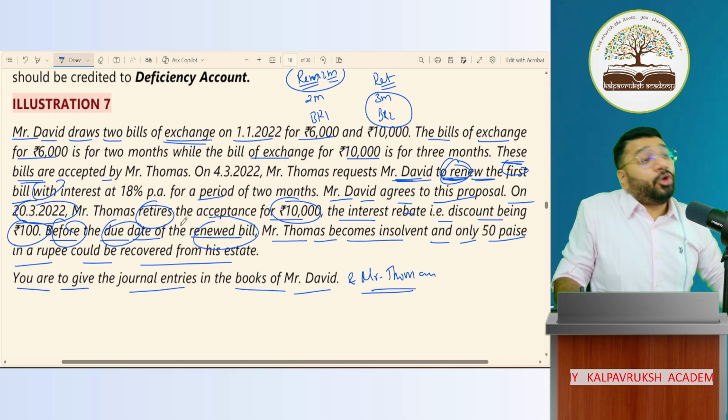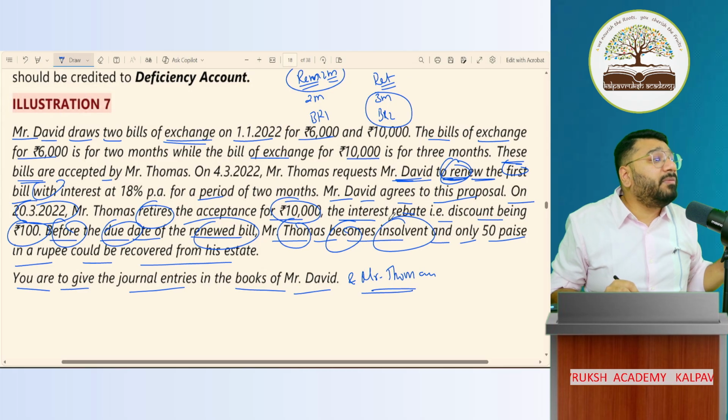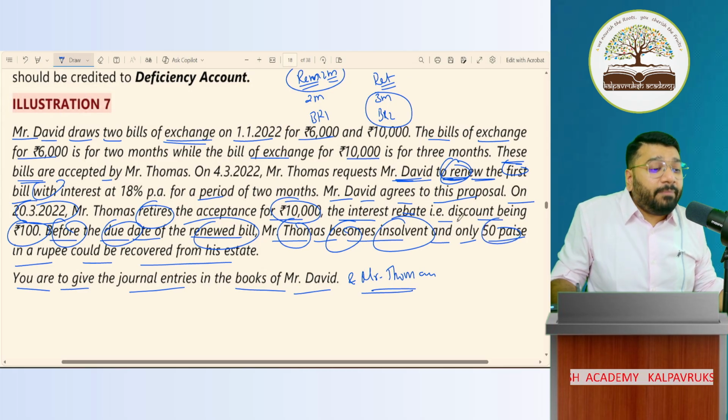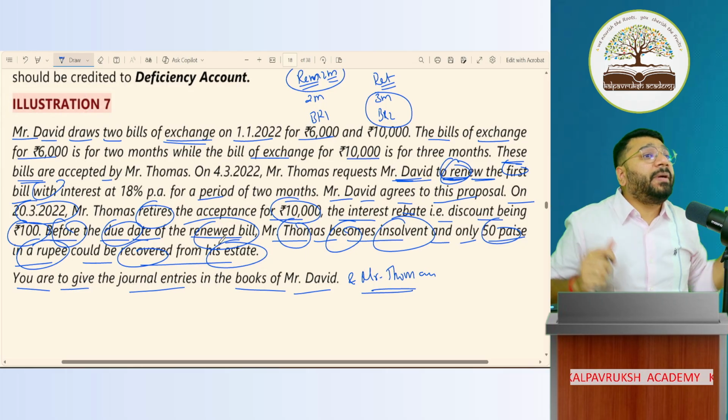Before the due date of the renewed bill, BR3, Thomas became insolvent. Insolvent means bankrupt. And only 50 paise in a rupee can be recovered from his estate. Estate? Properties. The court would have seized all the property of Thomas.